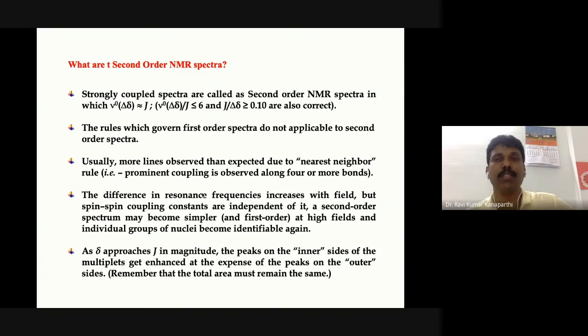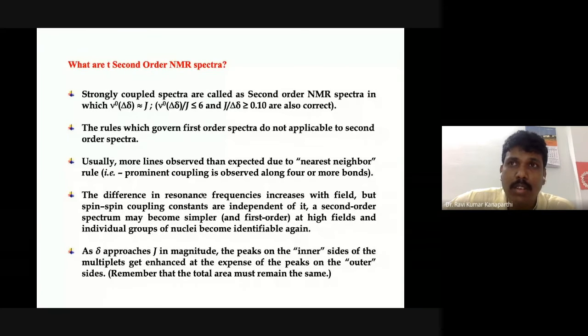Let's say you have done an experiment with a 200 megahertz NMR spectrometer, and you find that the signals are very close by, and naturally you will say that particular spectrum is second order. Then you take the same molecule to another instrument which is much better in terms of the magnetic field, 400 or 500 megahertz. If you record the spectrum, the separation is much better, and the spectrum which was second order at 200 megahertz now becomes first order. Okay, so that is important.